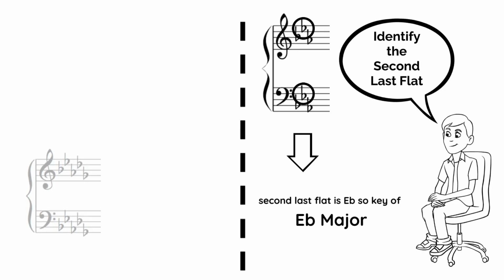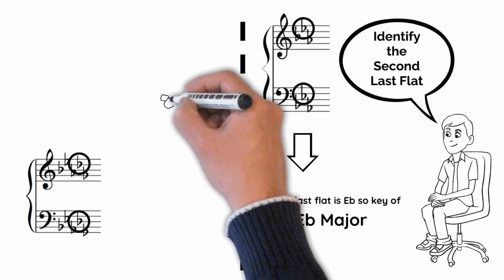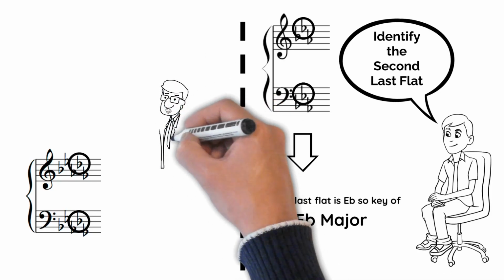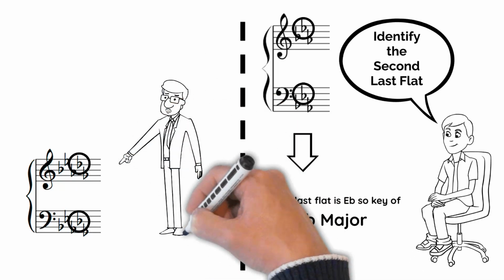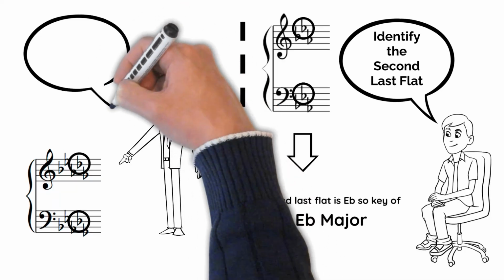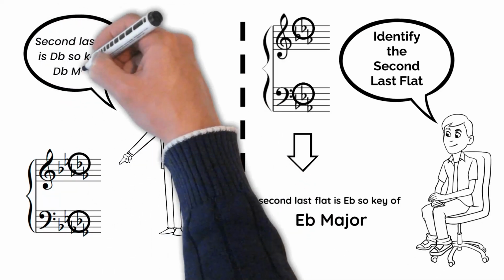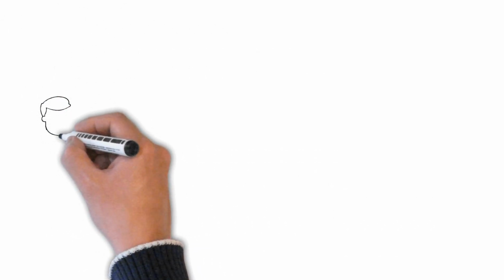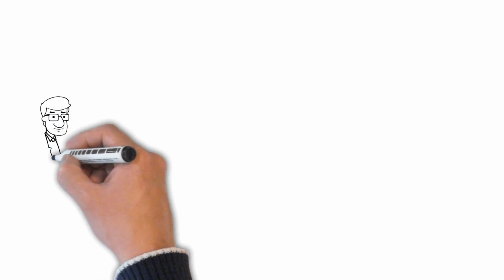Let's take another example. If a key signature has 5 flats, they will be B, E, A, D, and finally G flat. Since the second last flat is D flat, the major key represented by 5 flats is D flat major. Now let's look at the 2 exceptions to identifying major keys.